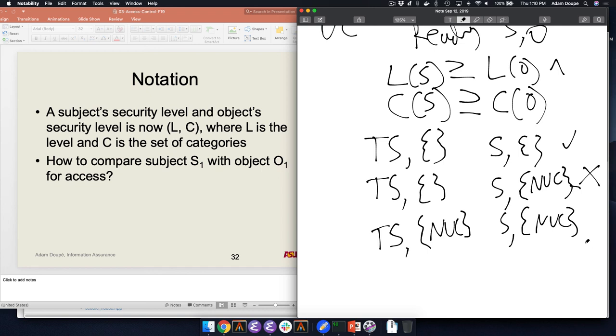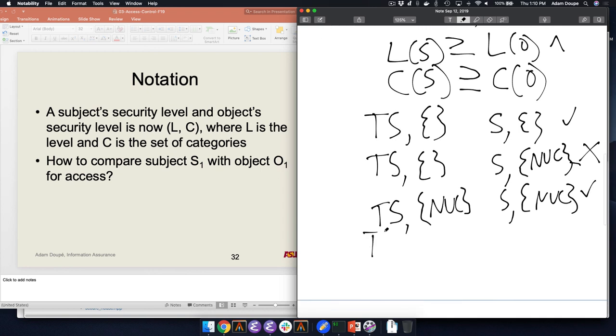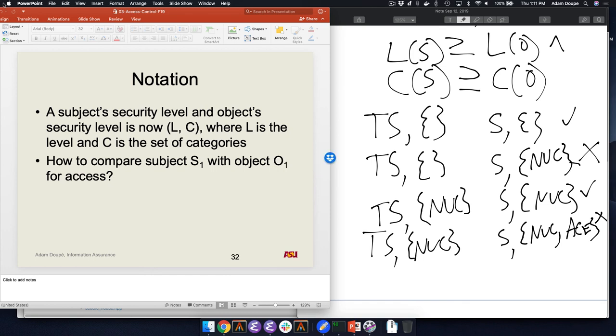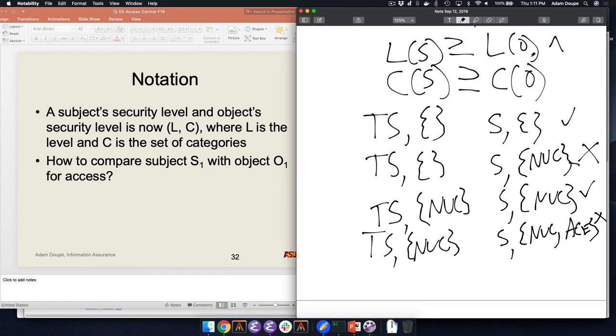Now we can do other things. What if they're equal? Can I read this document? Yes. What about if the object has nuke and ace? No. Should you need to have access to both? You should. If the object requires both, do you need both? I would say that this shows it's invalid, because having multiple categories in an object makes sense, and you should have to have access to both for it to be doable, but that's just my thought.